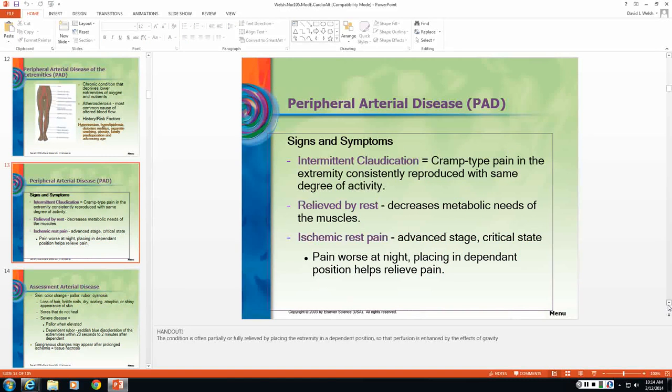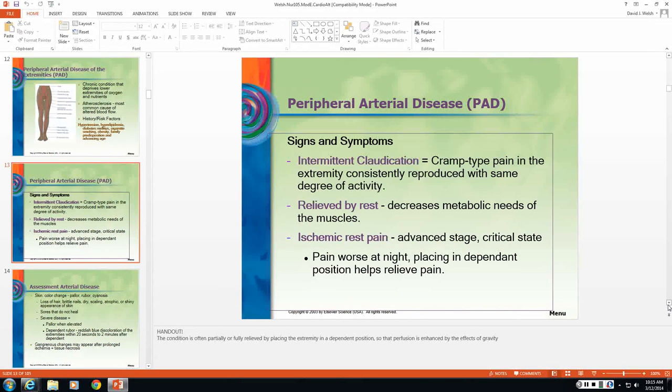Now, some signs and symptoms. The first one we're going to talk about is intermittent claudication, and basically it's cramp-like pain in the extremity, consistently reproduced with the same degree of activity. So it's not pain that occurs when you do a certain exercise or move a certain way. It's pain that is always constantly there. So you're walking, say walking to the mailbox or walking to your car every day. The same degree of activity always causes this.